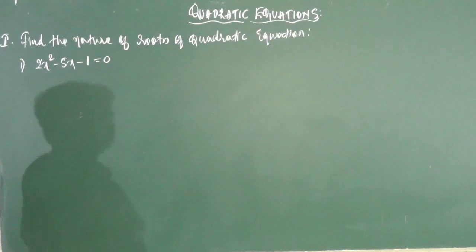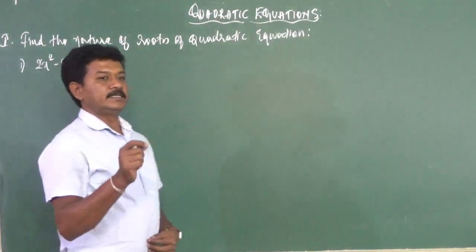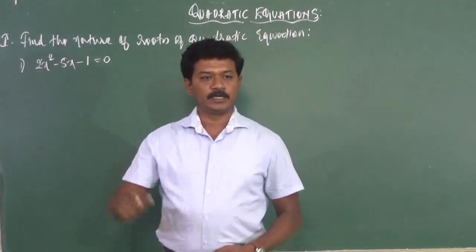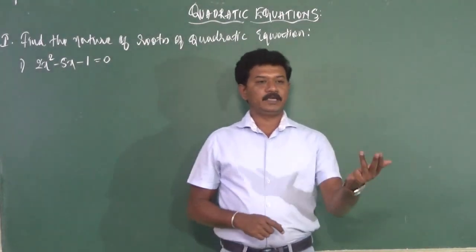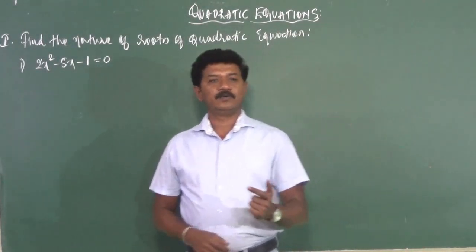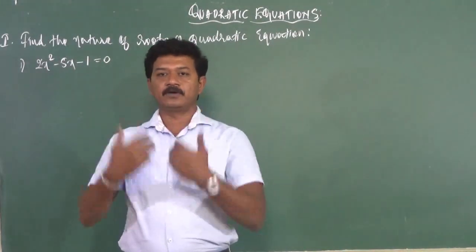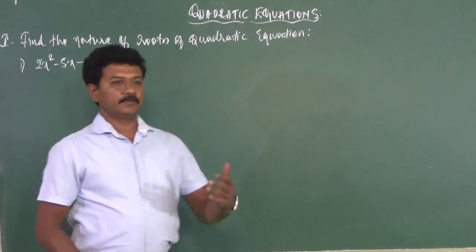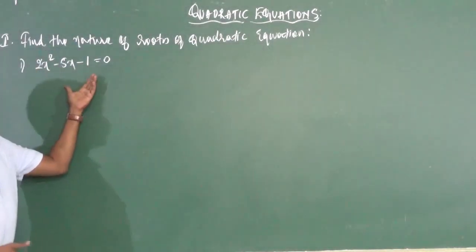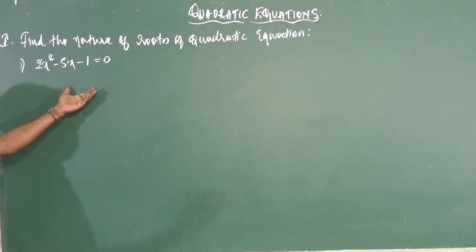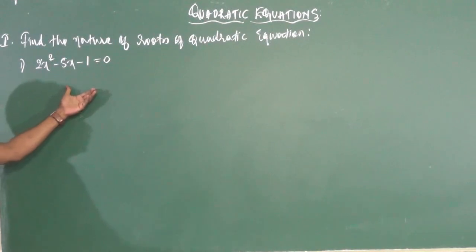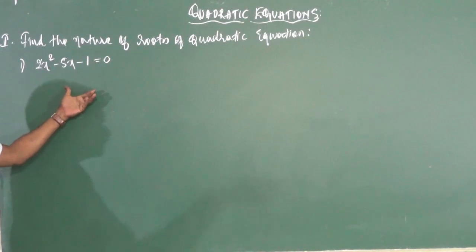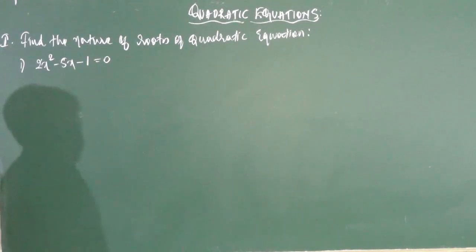But in order to write the discriminant, that is b square minus 4ac, we need the values of a, b and c. We have to extract them from the given quadratic equation by comparing with the standard form, right? So first we will compare the given quadratic equation with the standard form and extract the coefficients, and then we will find out the discriminant. Depending upon the value of the discriminant, we will decide the nature of the roots. Done? Right.